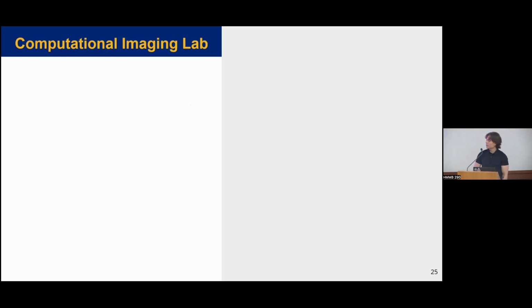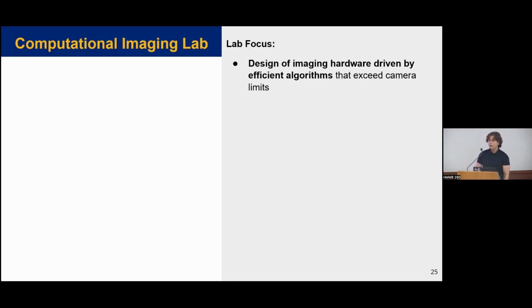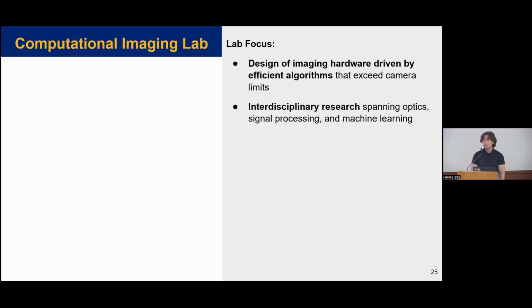At the Computational Imaging Lab, we focus on designing imaging hardware that can exceed conventional camera limits by using efficient algorithms. We integrate optics, signal processing, and machine learning for applications throughout bioimaging, defense, and industrial applications.